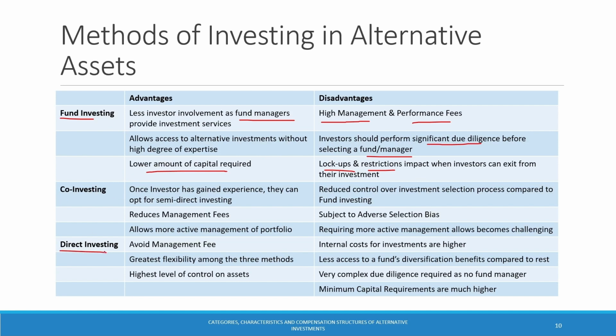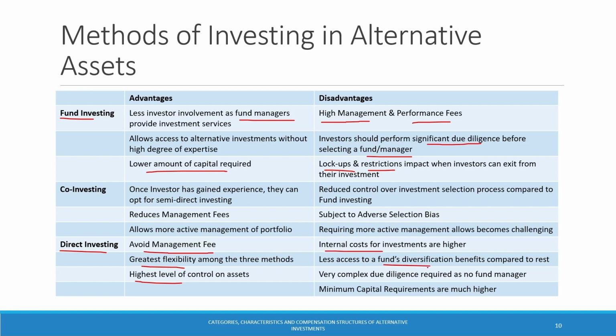Second, let's talk about direct investing. Here you are purchasing the property directly, so you're avoiding the management fee, and it provides the greatest flexibility because you can choose where you want to put the money in, and because you are controlling the assets directly, you have the highest level of control. But its drawbacks are that because you will be purchasing the properties directly, you will have to hire an analyst or market research team to figure out which investment you should be going for. So your internal cost increases.